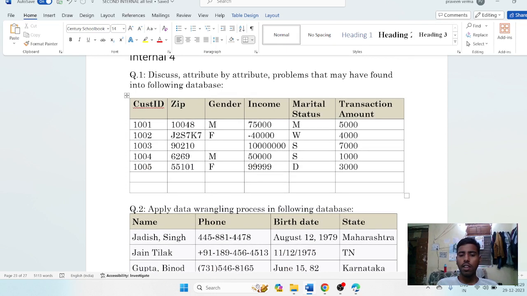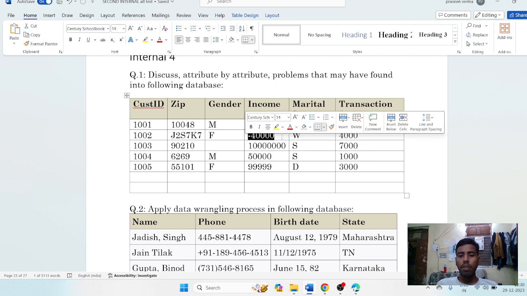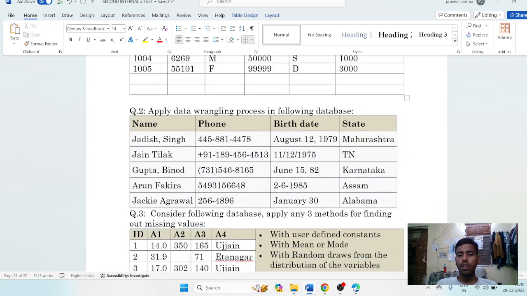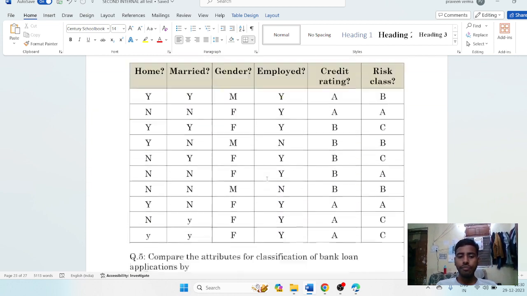Okay, you can see here, it is the income attribute or income column. It contains the income of person 101, person 2, 3, 4, and 5. But you know well that income can never be negative. How can it be negative? Income is a positive value, and it cannot be negative ever. So this is the problem in this data set, and we have to remove it.